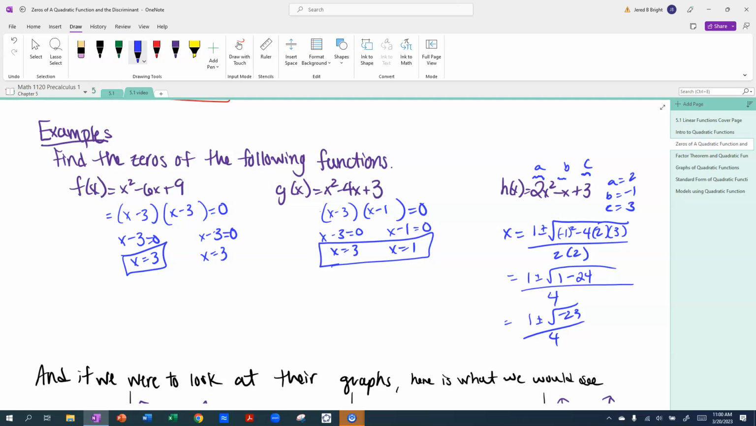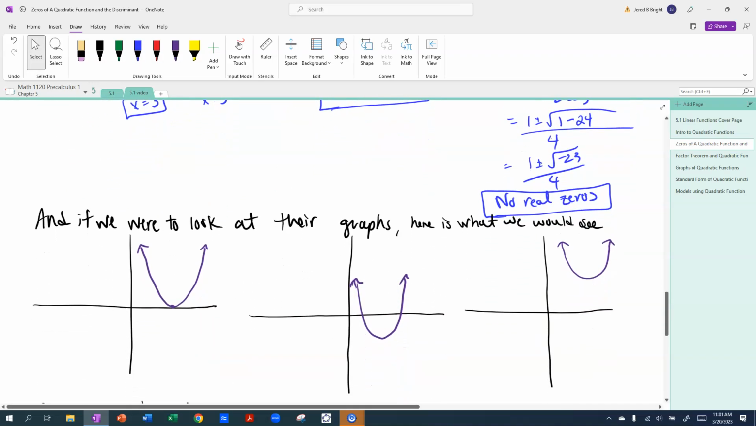Now in this course, we don't deal with complex numbers or imaginary numbers. So since we have a negative underneath the square root, which is impossible, I'm just going to say no real zeros. I would have some imaginary ones, but we're not going to talk about them. And so that's how we can find zeros: factor or use the quadratic formula. In the case of factoring, factor it, set it equal to 0, and set each factor equal to 0.